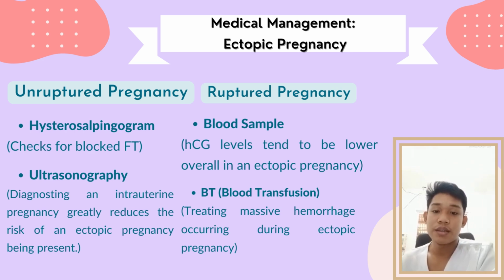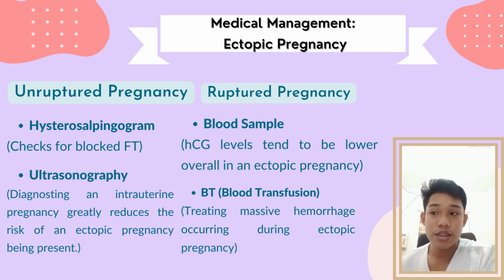First, a blood sample will be drawn immediately, especially for getting the HCG level. Usually, during pregnancy, hormone levels increase 40 to 100% every 48 hours. But in ectopic pregnancy, it tends to be lower overall. But still, you may need to test HCG levels over a few days for definite results.